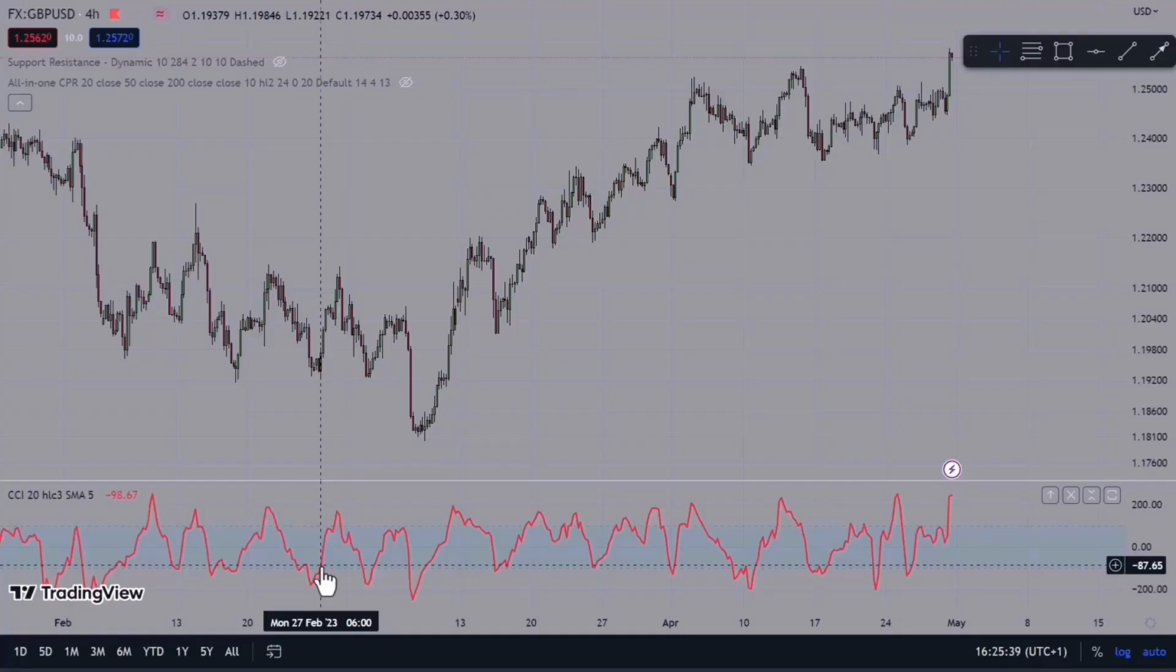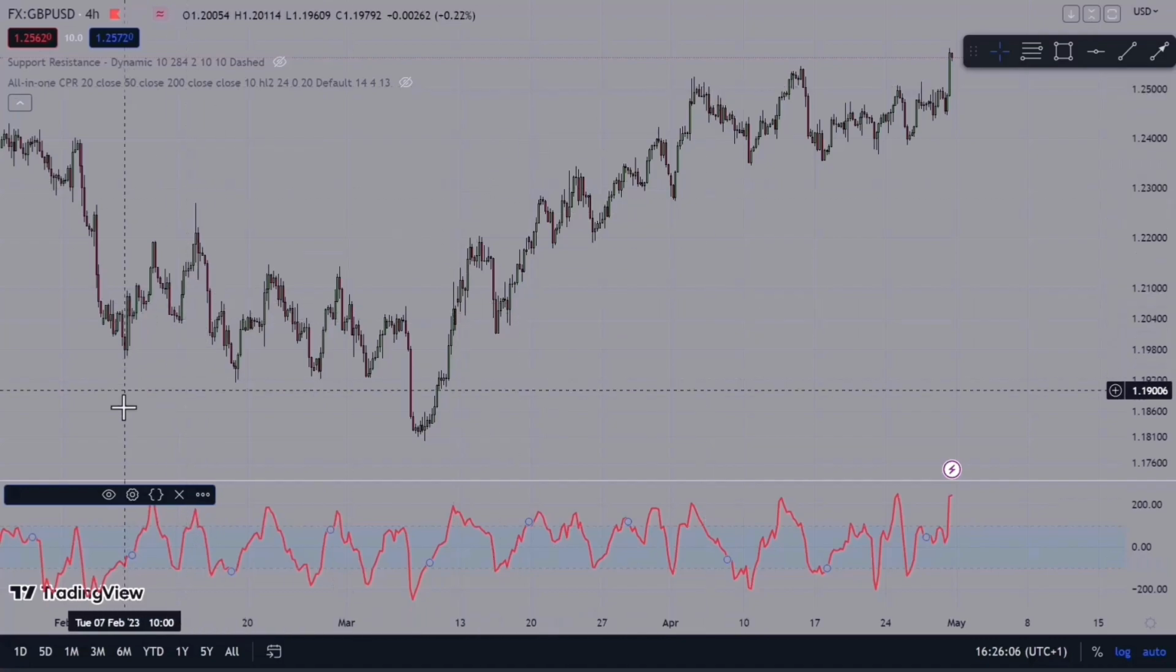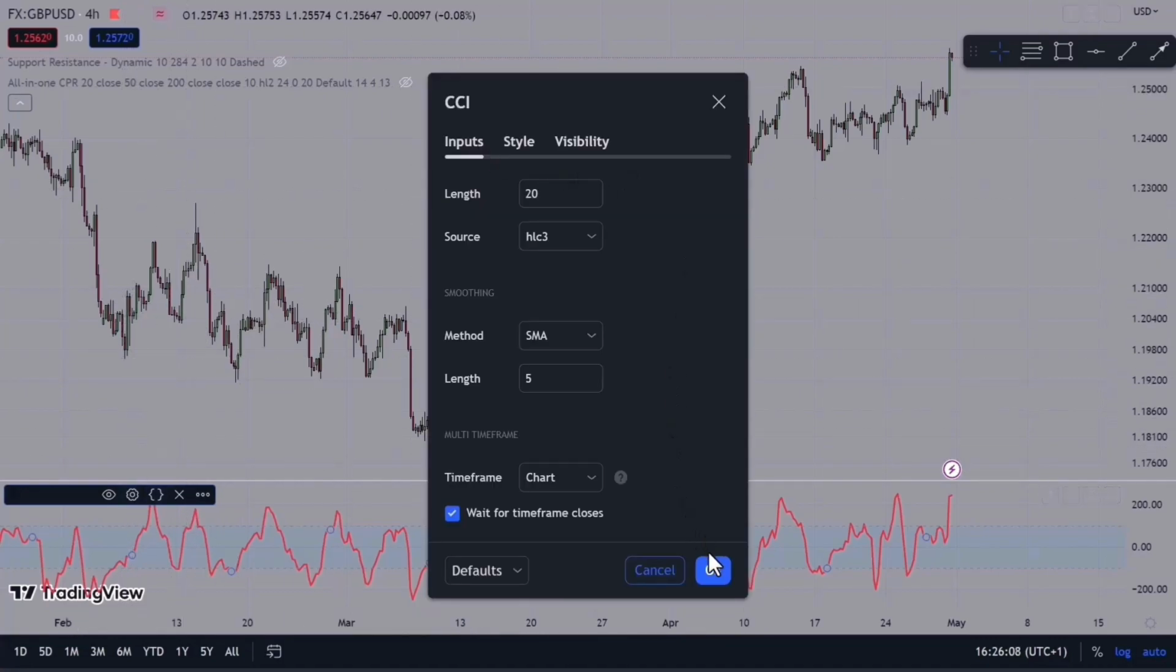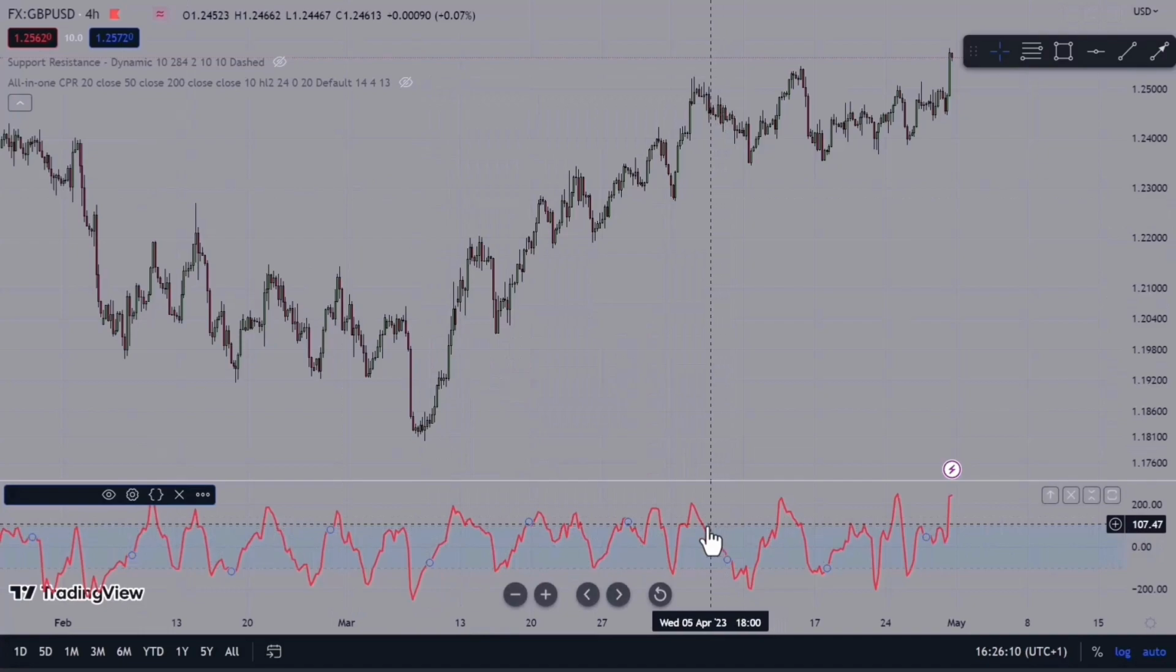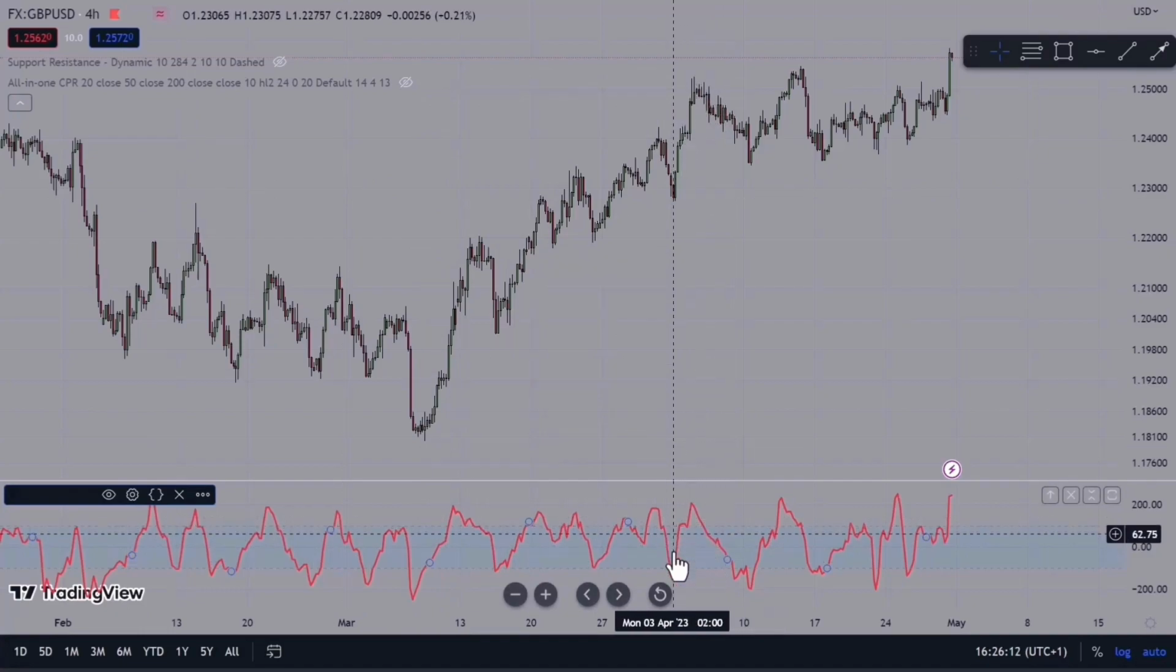So the CCI indicator is a momentum indicator which helps traders to identify overbought and oversold conditions in the market. If you look at this indicator, it has a default length of 20, and it has an overbought level of 100 and an oversold level of -100.